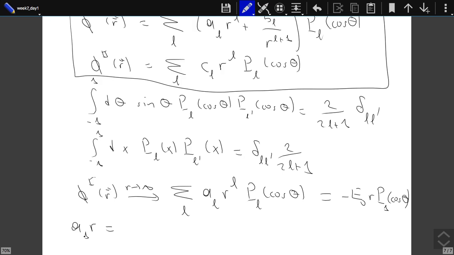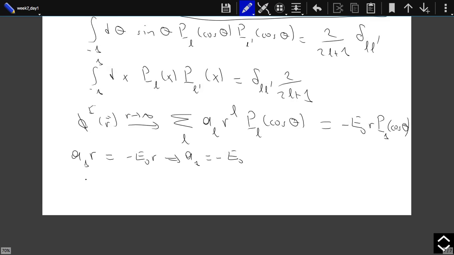So the coefficient of P1 on the left-hand side is A1 times R. I'm writing the coefficient of P1 on the left-hand side. On the right-hand side, minus E0 R. So A1 should be equal to minus E0. Now consider AL, L different than 1.